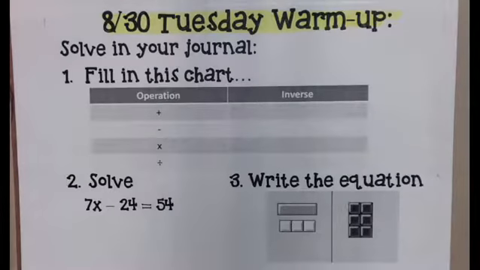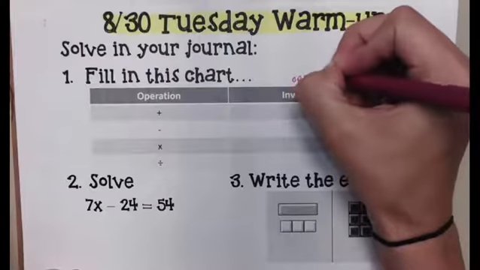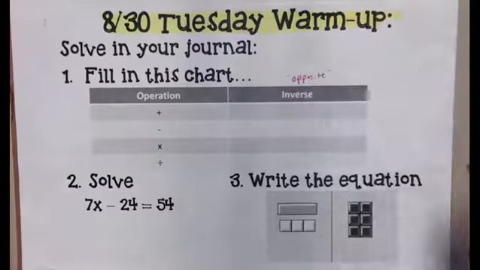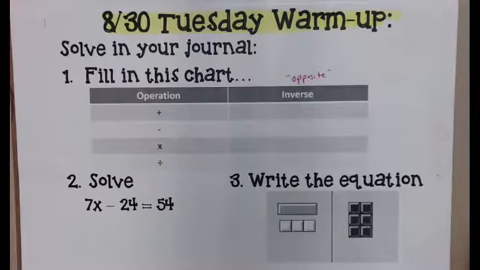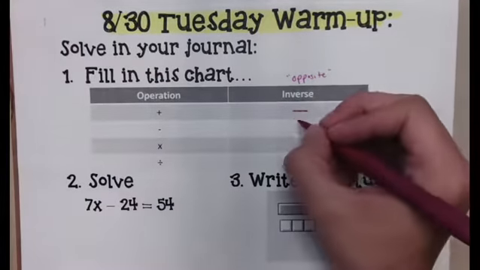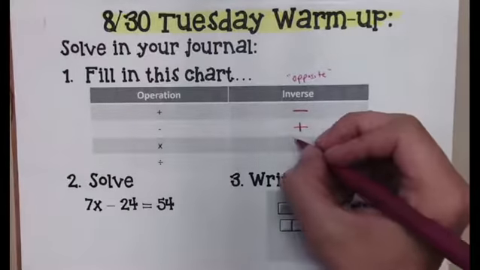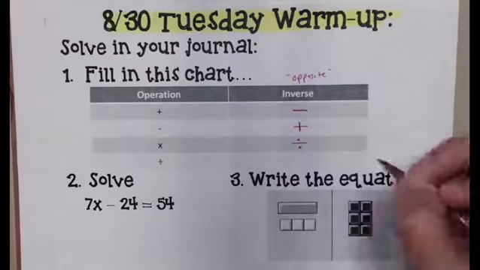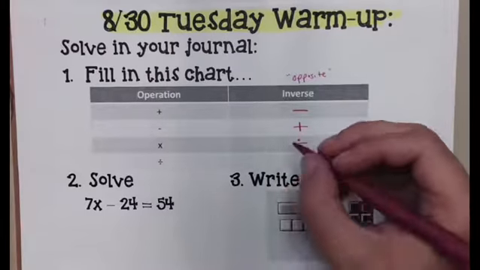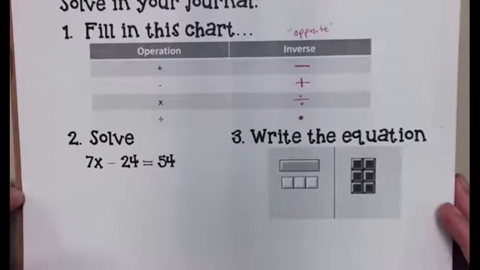Okay, so let's talk about inverse operations. Remember, inverse means opposite. And we discussed these when we were solving one-step equations. The opposite of addition is subtraction. The opposite of subtraction is addition. The opposite of multiplication is division. And the opposite of division is multiplication. You should have had those written down. We're going to need those again today when we're solving two-step equations.